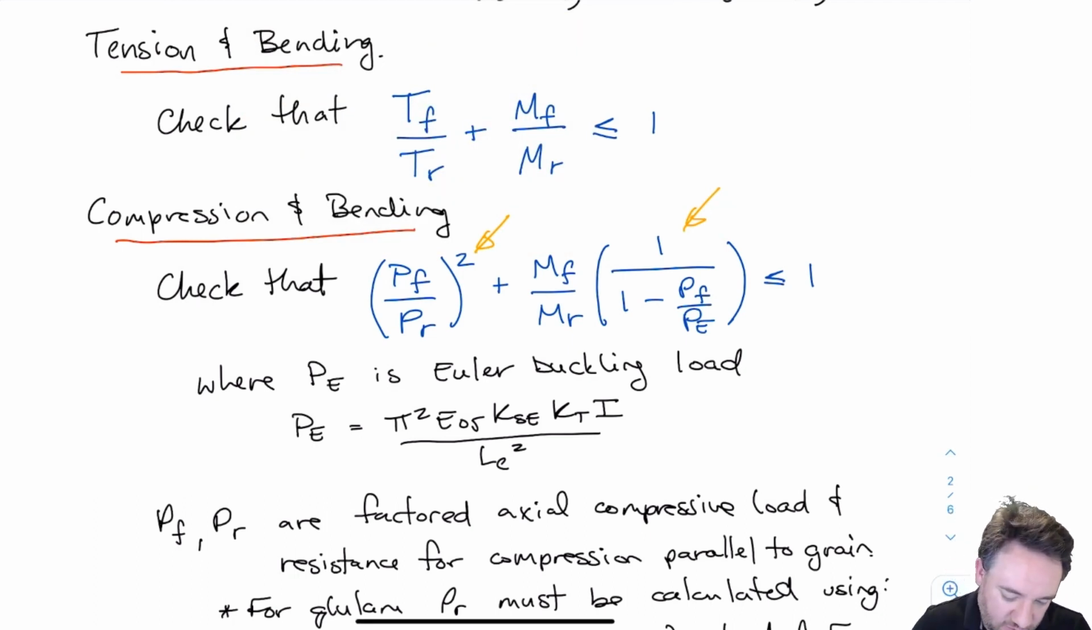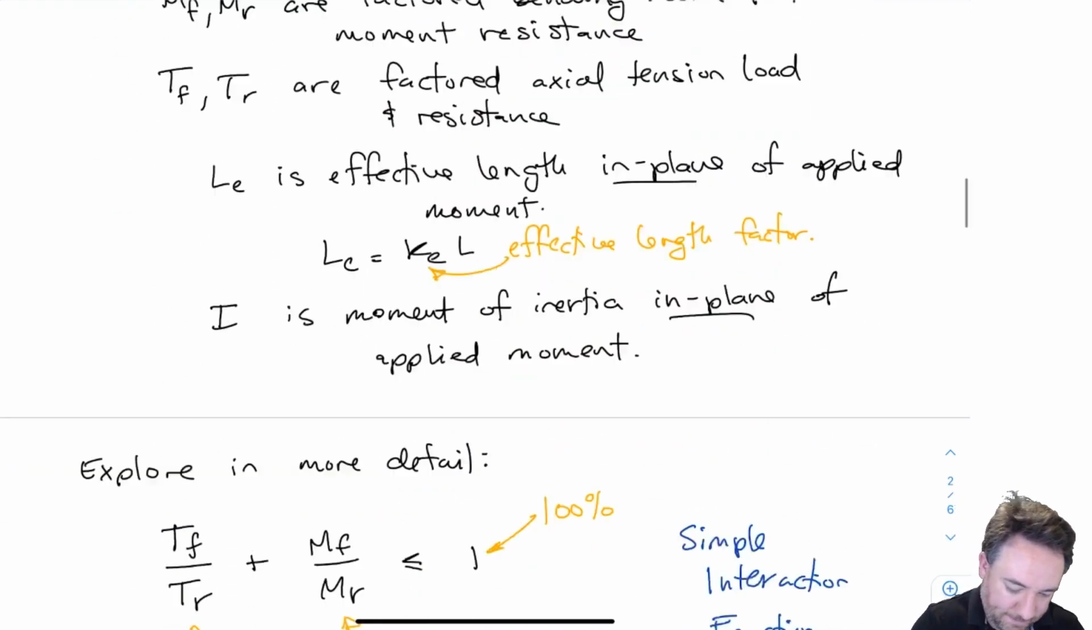In the previous video, we got as far as talking about, in this compression and bending interaction, why we have this squared term here. And in this video, we're going to start off by talking about what this term here does when it modifies the MF over MR. And this is actually an amplification term, so it's going to always be greater than 1. So it's going to make the effect of our moment greater. Okay, so let's continue that way.